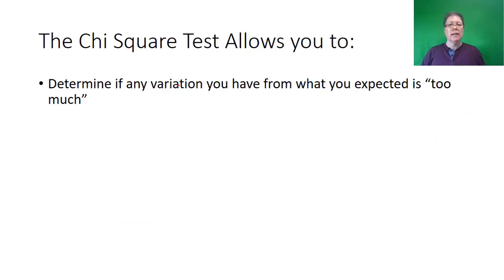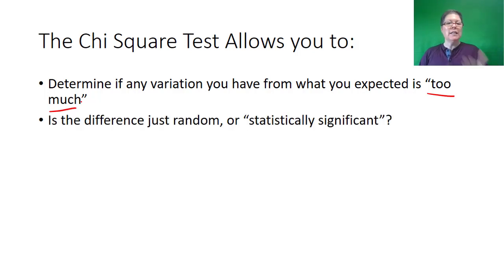So the chi-square test allows us to determine if any variation you have from what you expected is too much. Right? Too much is a red flag. Is the difference just random, or is it statistically significant? Right? Once you do this type of a test, when you use the word significant in everyday language, you're going to stop and think for a second. Now, do I mean significant like important? Or do I mean significant like statistically significant? So we're looking to see if our differences between our expected data and our observed data are statistically significant and will make us question our hypothesis.